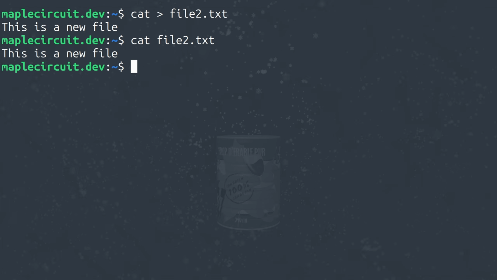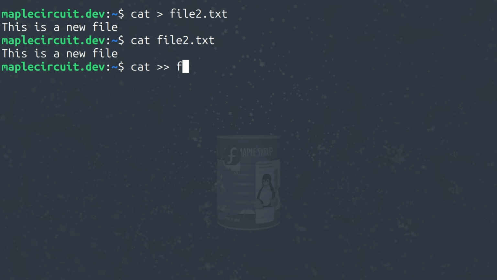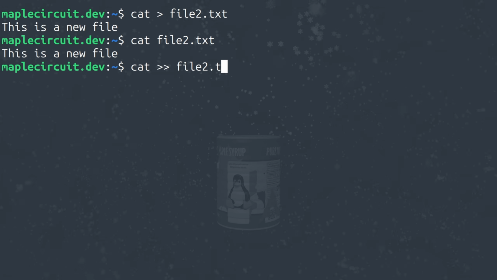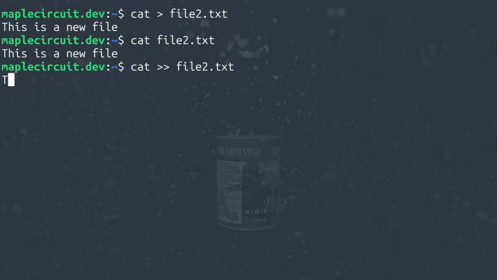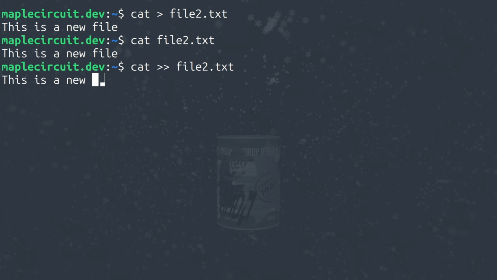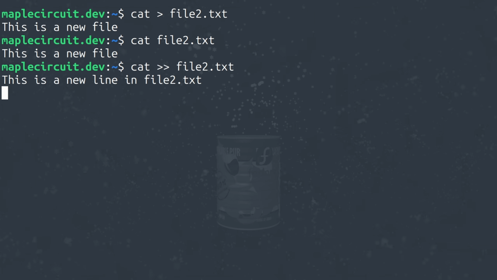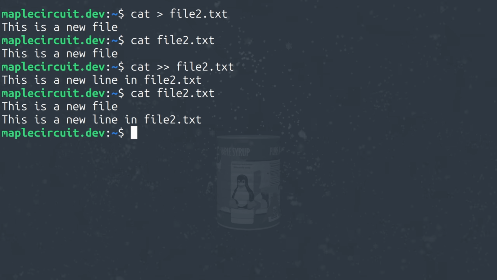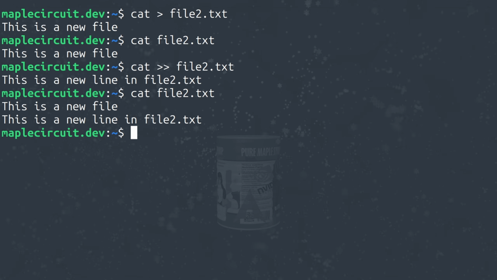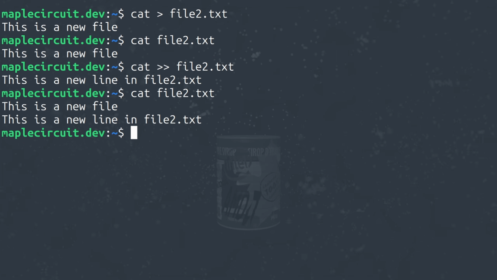But let's say that we were not finished with our file and we wanted to put more information at the end of file2. So let's actually do cat double greater than file2.txt, and what this will do is add more information at the end of our file. So we can add more lines of text, and if we read that file again, we see that we have the lines that we created at the start and the lines that we created afterwards. So we added information onto our file. So cat can be used to add things at the end of a file.